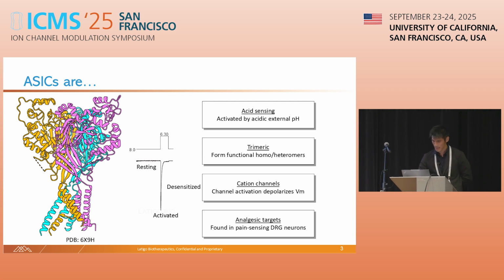ASICs are acid-sensing ion channels that are activated by acidic external pH stimulus. They form functional homomers or heteromers. They allow mainly sodium to enter the cell to depolarize the membrane potential. And most importantly for us at Latigo, they are found in pain-sensing DRG neurons. We can see in the current trace here that there are mainly three states. In regular pH, they start at a resting state, and upon acidic stimulus, they rapidly activate and then desensitize, until the pH goes back to the resting state.